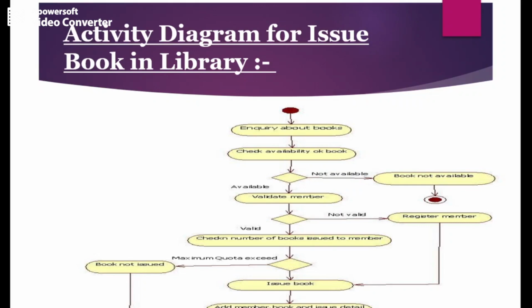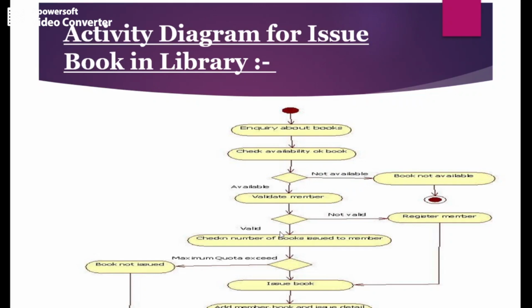Now you have to take a decision. If it is available, as written here, validate the member. You can validate the member through his USN and name, because the uniqueness here is in his USN only. If not available, meaning the book is not available, the state ends there and stops.